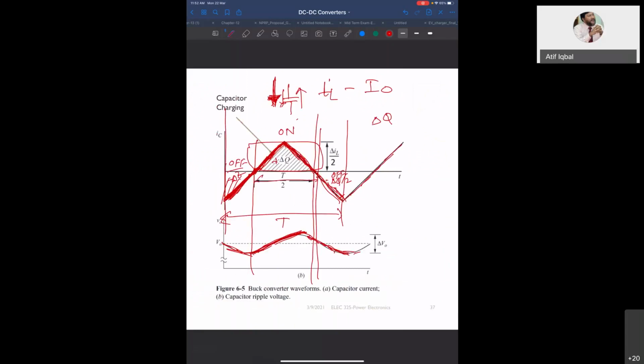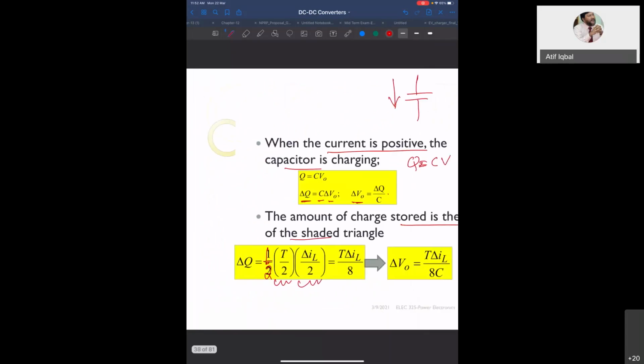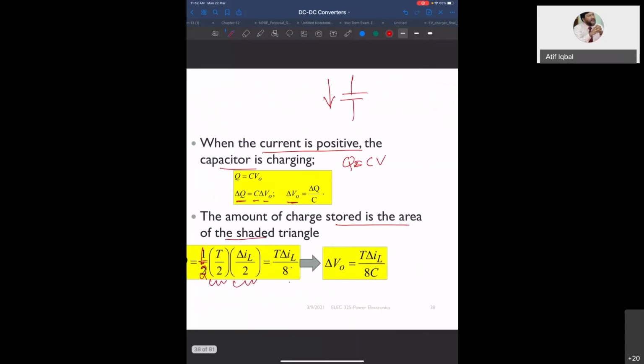This is the base, half period, and this height is nothing but delta IL by 2, because the total from peak to peak is delta IL. So half of this will be delta IL by 2. So you can get T into delta IL by 8. So delta V naught is equal to T into delta IL by 8C.